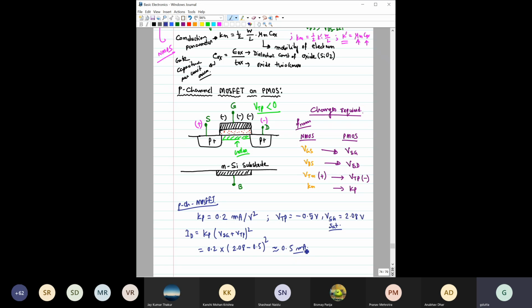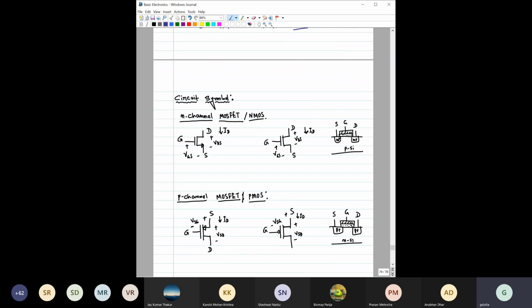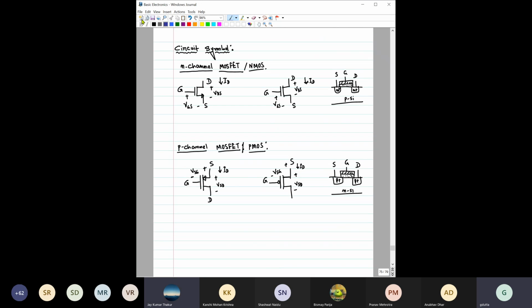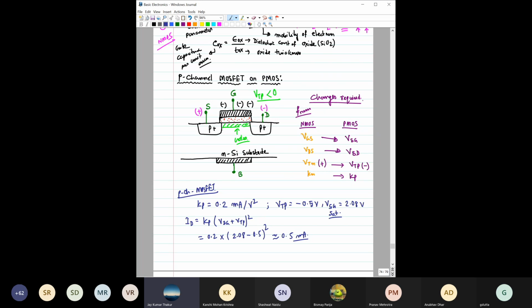So you have understood this P-channel MOSFET. During our discussion we'll primarily focus on the N-channel only, but I encourage you to go through the P-channel as well, because that is also included in the syllabus. Sir, can you please scroll up? Here, why have you considered minus in the calculation? Which minus? This minus? Yes, sir. Because the threshold voltage is negative.